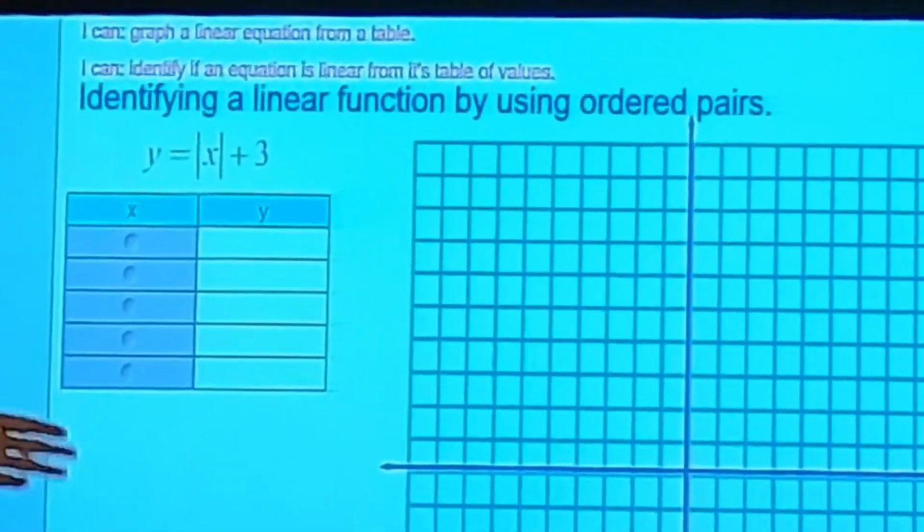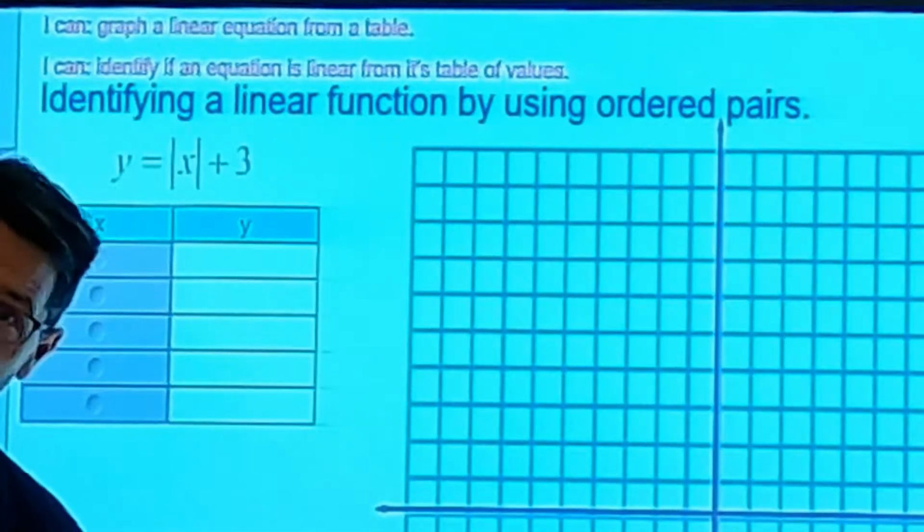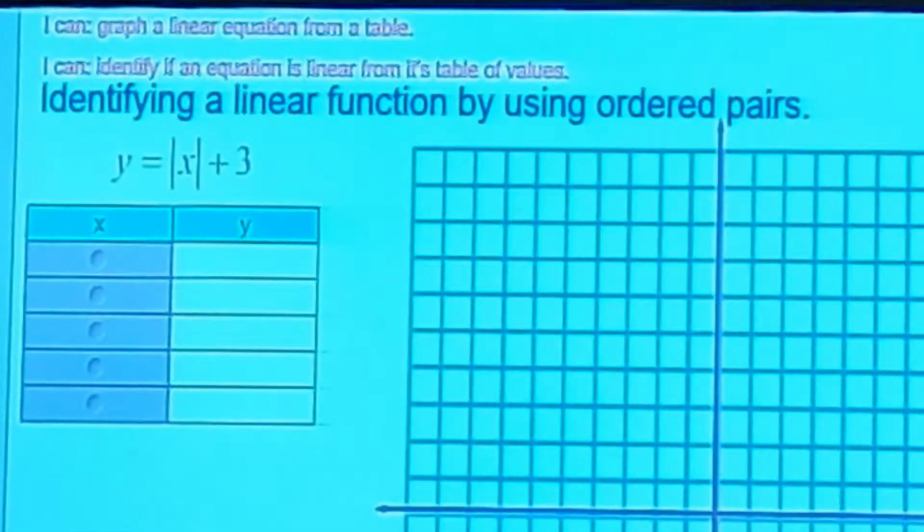So here is an equation where we have y equals the absolute value of x plus 3. And when we're talking about you pick the numbers, you get to choose whatever numbers you want. There is no assigned number that you have to pick. There are some caveats, and I'll get to that in a second.